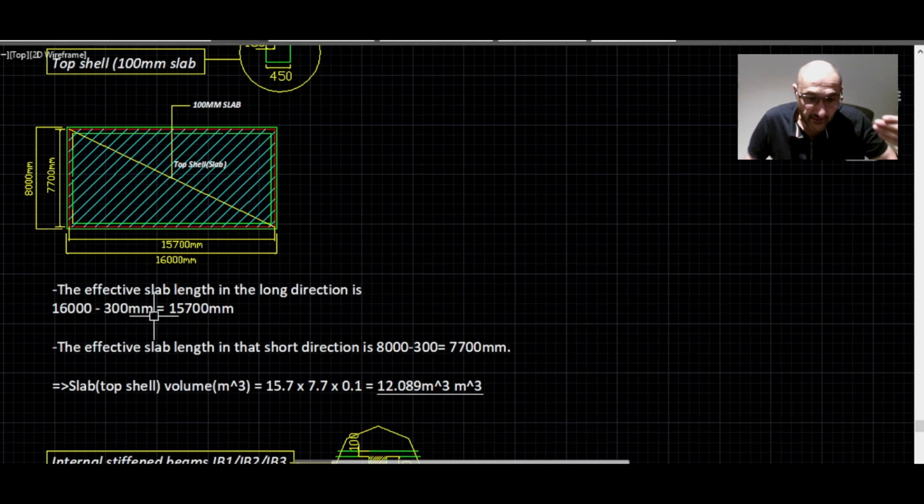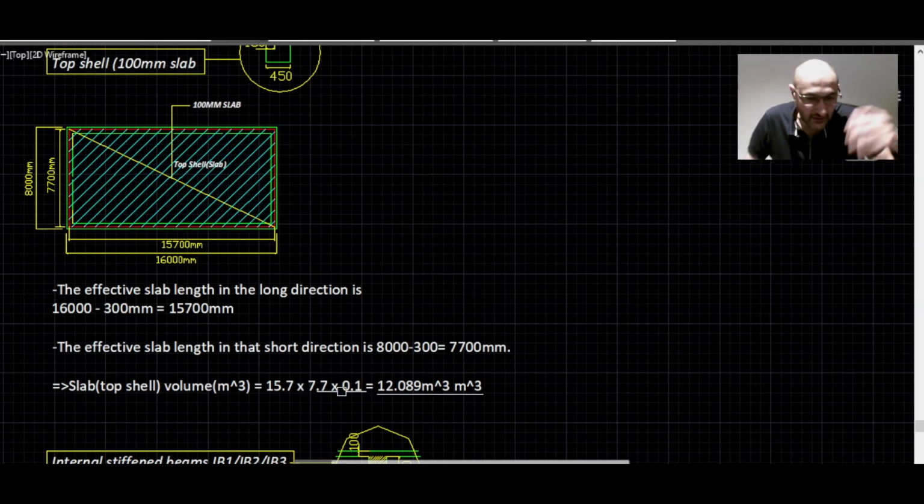The total length in the shorter direction is 8,000, and the rebate width is exactly the same, 150 millimeters. Therefore, the effective slab length in the shorter direction is 8,000 minus 300, and that will be 7,700 millimeters. The slab shell volume in meter cubed will be 15.7. We convert everything into meters, so 15.7 multiplied by 7.7, the shorter direction, multiplied by the height, which is 0.1, and that will be 12.089 meter cubed.